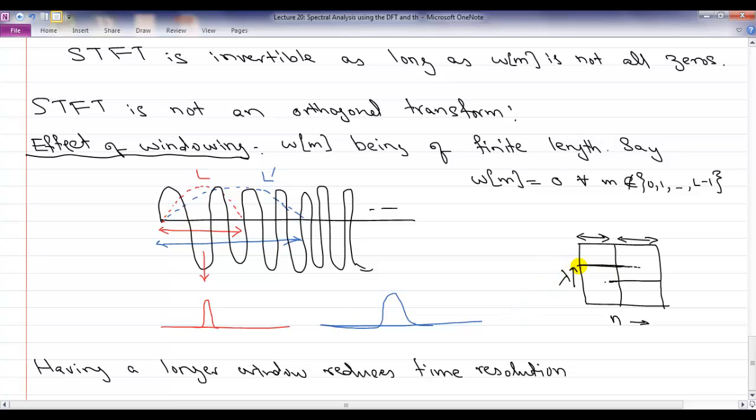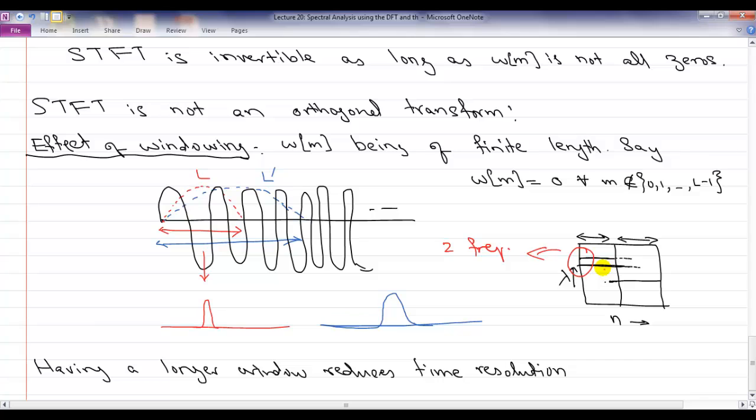If there were two frequencies very close to each other, because you are looking at them for a longer duration, you can tell them apart. So having a longer window, we know, helps us distinguish between frequencies, but having a longer window also does not let us distinguish easily in time.